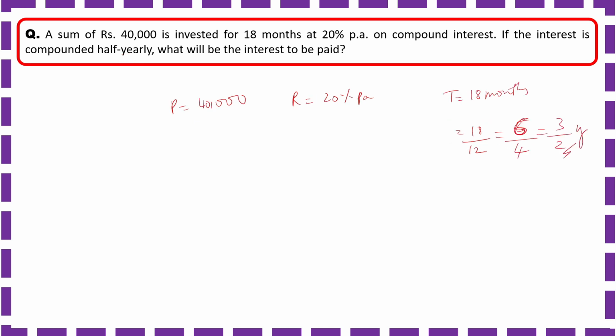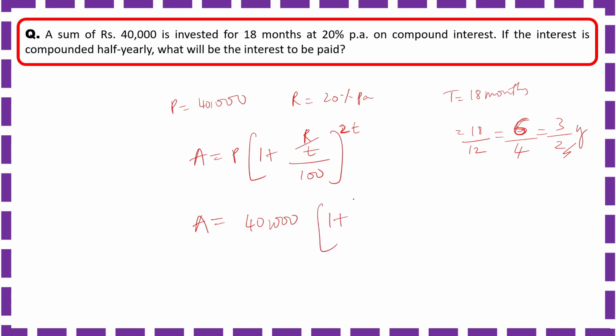3 by 2 years. And we know the non-annual compounding formula, that is A, the amount, is equal to principal into (1 plus R by (T into 100)) to the power 2 into T, right? So amount is equal to principal, that is 40,000, into 1 plus R by T. What is R? R is 20. What is T? T is 2. Why? It is half yearly, right? So half yearly means in 1 year there will be 2 halves, two 6 months, right?